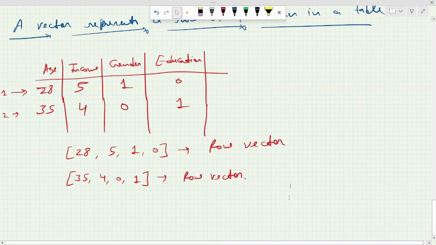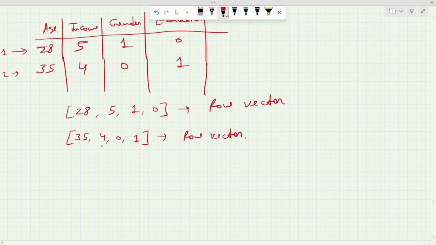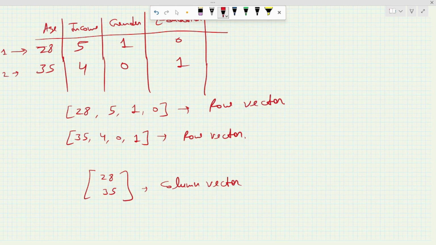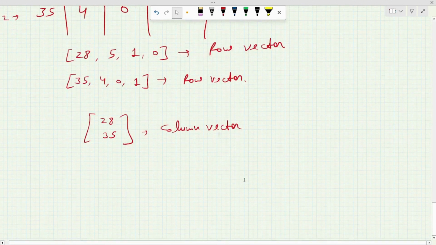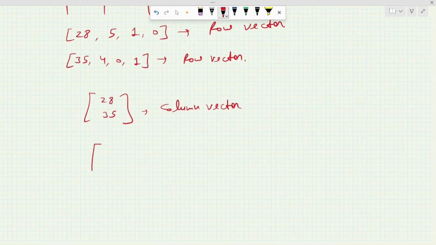The same way, if I extract any column, let's say I extract the age column, I will be getting the values like this: 28 and 35. So I will say it is a column vector. Now the same way, if I extract the income column, we will have 5 and 4, so it is again a column vector. How many scalars does this vector have? It has two scalars. 5 is a scalar value, and 4 is also a scalar value.